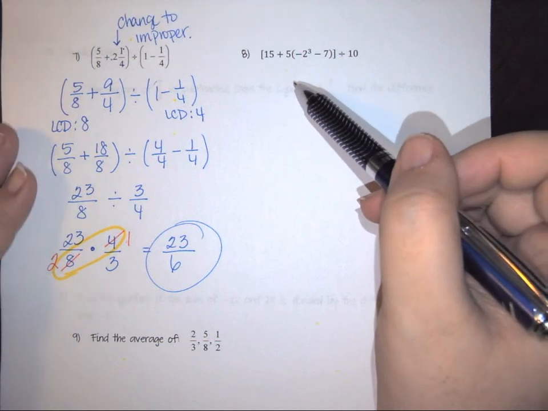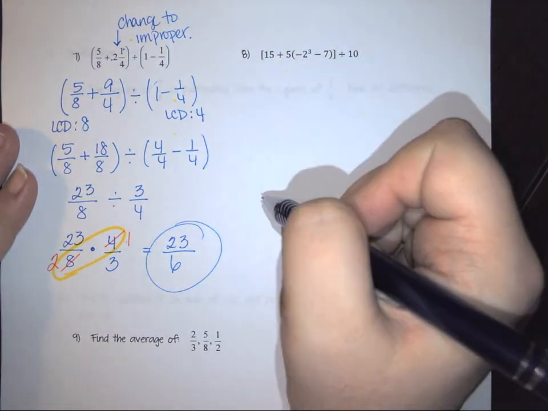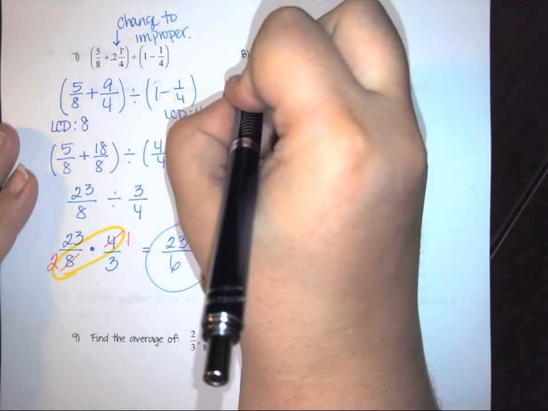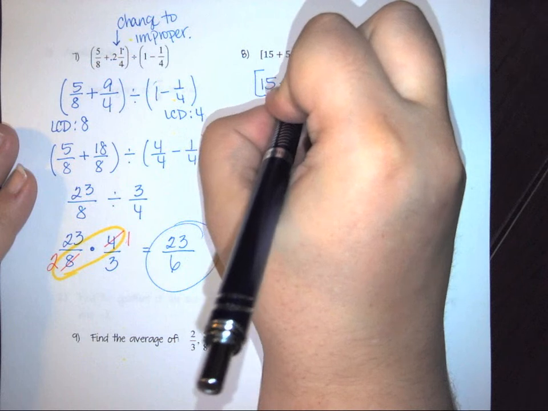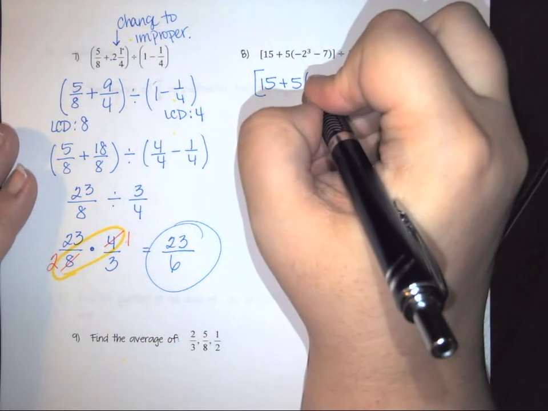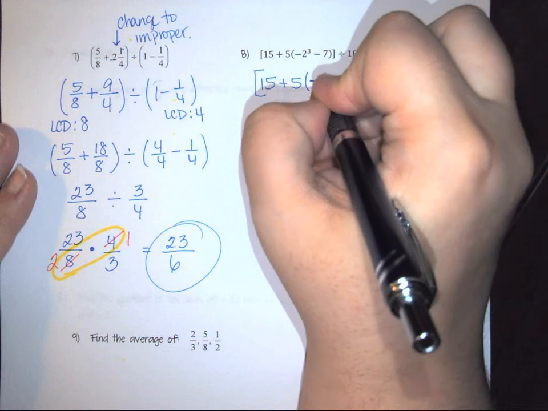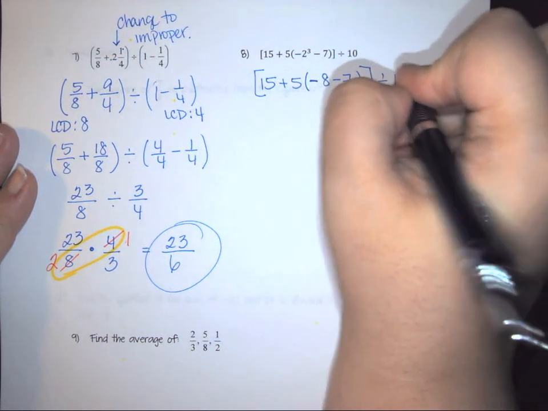In attacking the next one, notice most of it is under a parentheses, but then I have a parenthesis inside. So here I have to open it up and I have to work my way out. So this is 15 times 5. I have to work inside this. So 2 cubed is 8. My negative holds, and I'm dividing by 10.